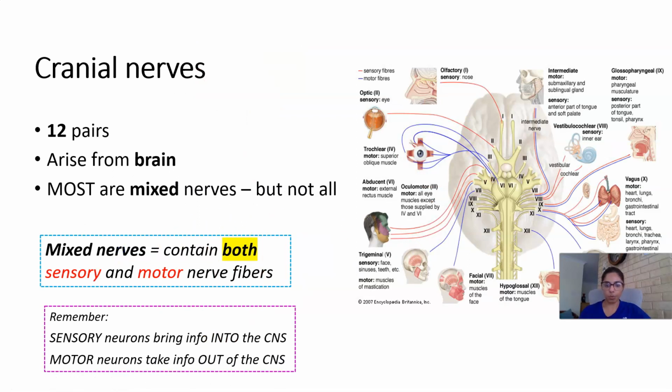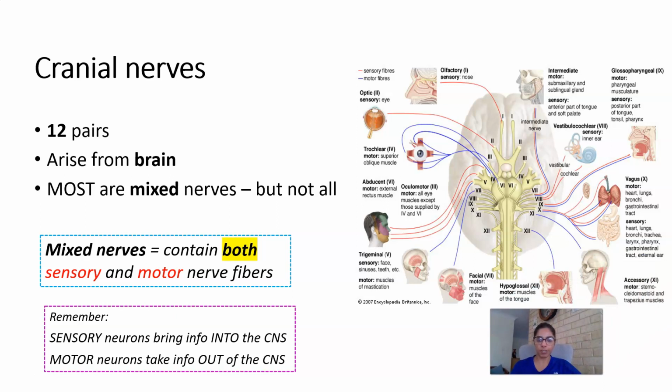Okay, so again, we're going to be looking at cranial nerves. So there are 12 pairs of these, and they all arise from the brain. The majority of them are mixed nerves. So a mixed nerve is a nerve that contains both sensory and motor nerve fibers. So it's like two lanes of traffic going against each other. So you have the sensory nerves taking information towards the central nervous system, and you have the motor nerves taking information away from the central nervous system.